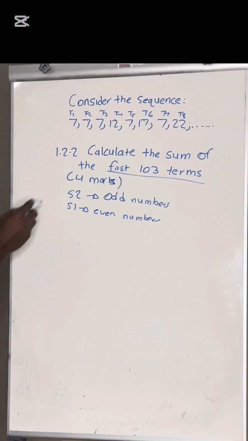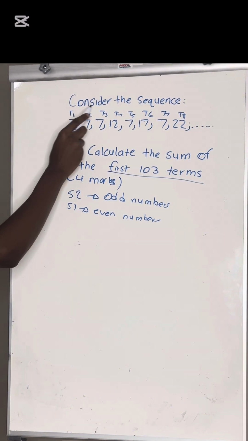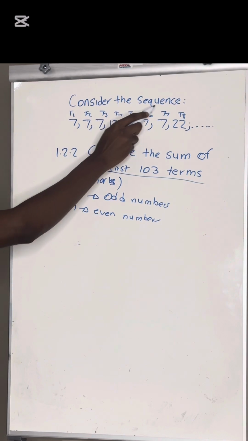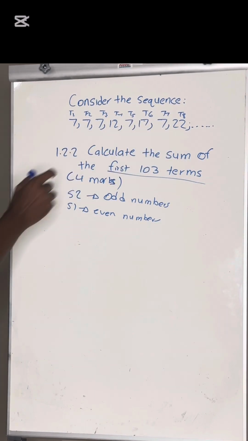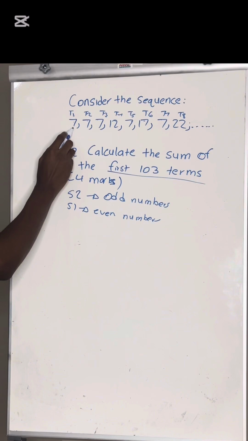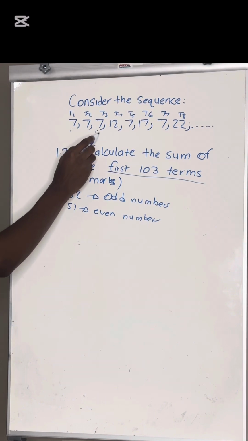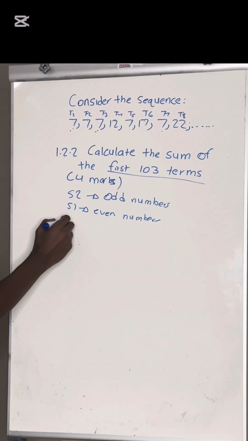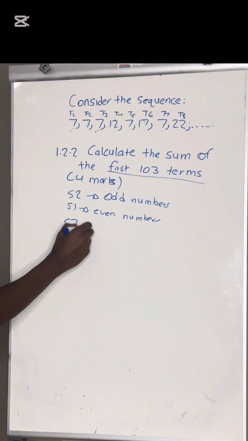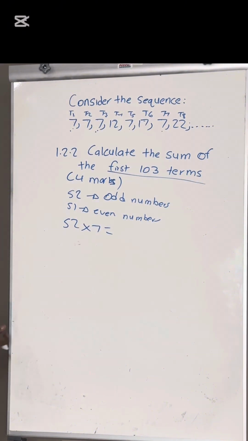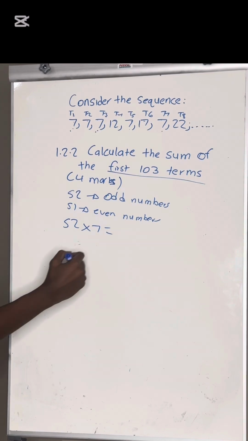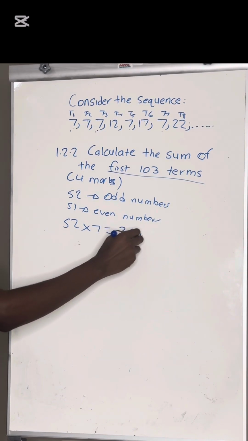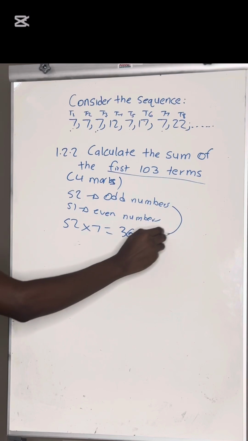With the odd numbers, the first term is odd, the third term is odd, the fifth odd term, the seventh odd term, and so on. We can see that the odd terms are only 7: 7, 7, 7, 7. So it's basically going to be 52 times 7. We're going to add those 52 sevens, which is 52 times 7. We get 364. So you've solved the first part.